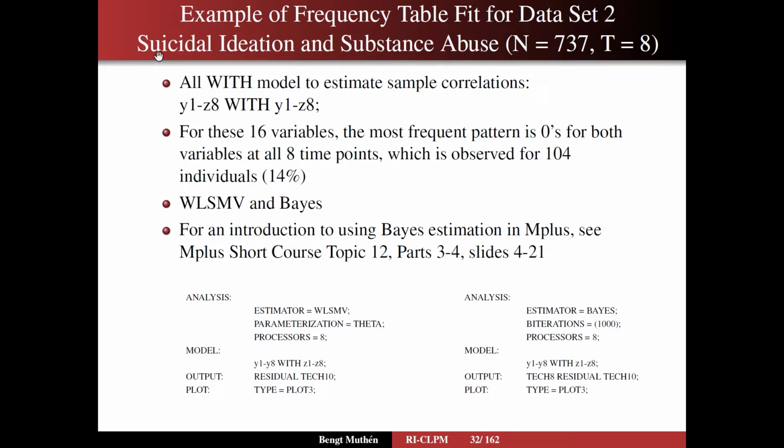Nobody shows any of these phenomena, and that's observed for 104 individuals, which is 14% of the total sample. And that's an important thing to note, how many are in this most frequent pattern, because with categorical data, a general problem is that in many applications there's not enough change over time. And if variables don't change over time, you can't really talk about cross-lagged effects.